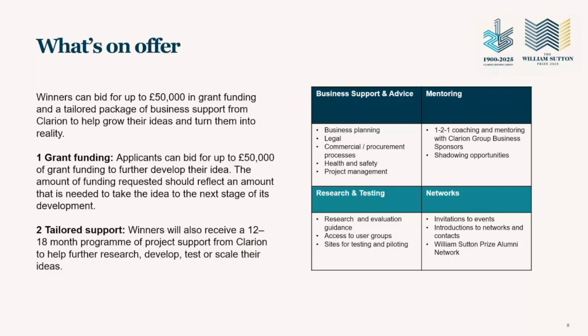What is on offer for the William Sutton Prize? Winners can bid for up to £50,000 in grant funding, and this includes a tailored package of business support. The business support is quite interesting because it can really be tailored to the winner's necessities and that of the evolving project. For example, we can offer things such as business planning and routes to market.